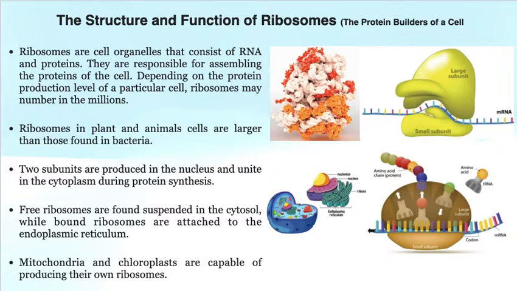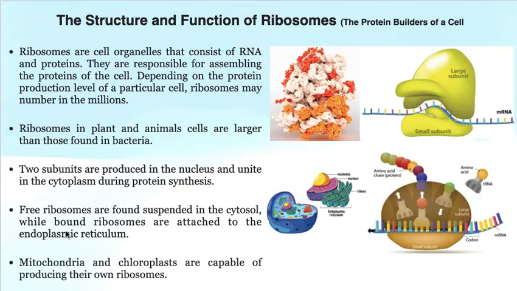Moving to ribosomes, called the protein factories, the protein builders of a cell. Ribosomes are cell organelles that consist of RNA and proteins. RNA stands for ribonucleic acid. They are responsible for assembling the proteins of the cells. Depending on the protein production level of a particular cell, the ribosomes may number in the millions or billions. Ribosomes in plant and animal cells are larger than those found in bacteria. Their subunits are produced in the nucleus and unite in the cytoplasm during protein synthesis. You can see the large subunit and small subunit.